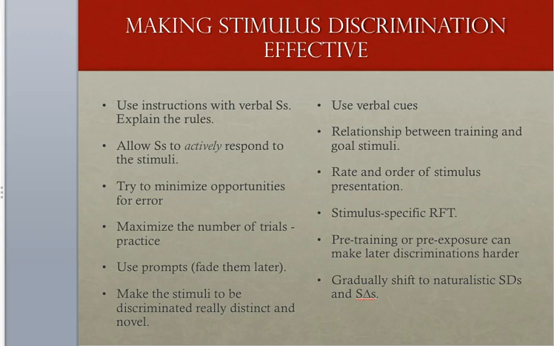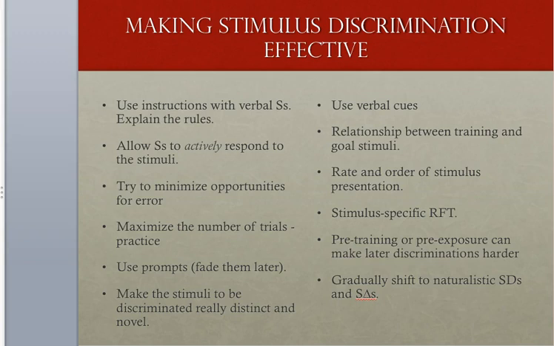Also, allow your subjects to actively respond to the stimuli that you're showing them: having them look at it, touch it, pick it up, hand it to you, point to it, or point to it and say what the stimulus is. The more they interact with the stimulus, the faster they're going to acquire the discrimination.